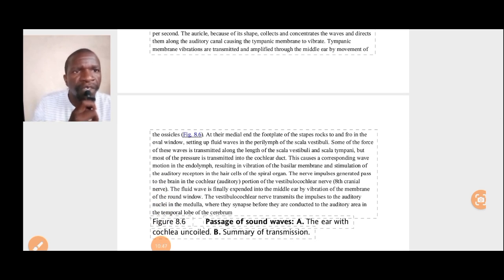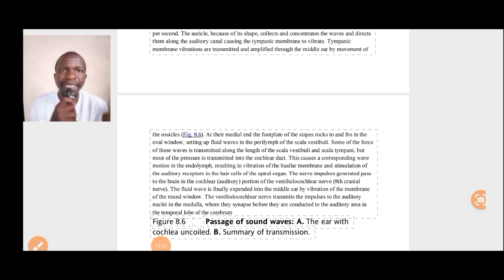At the medial end, the footplate of the stapes rocks to and fro in the oval window, setting up fluid waves in the perilymph of the scala vestibuli. So what happens now? Movement of the three auditory ossicles, the incus, the malleus, and the stapes, amplifies the sound waves, increasing their intensity. Then the stapes moves to and fro in the oval window, which sets up fluid waves in the perilymph of the scala vestibuli.